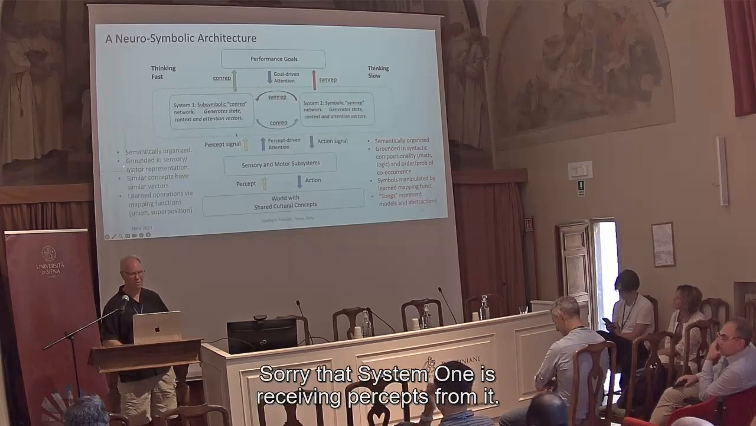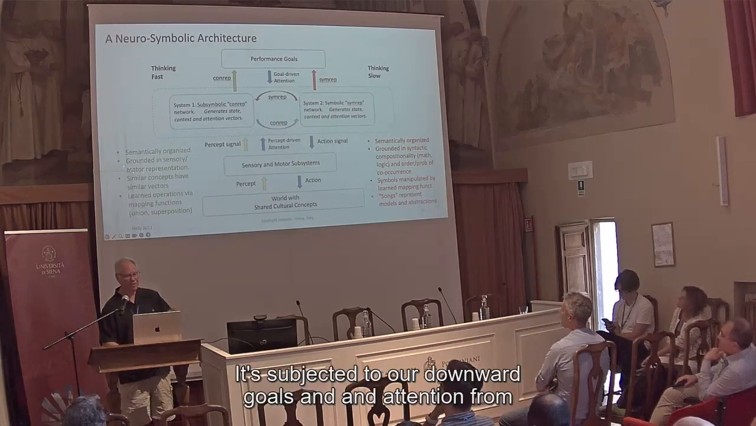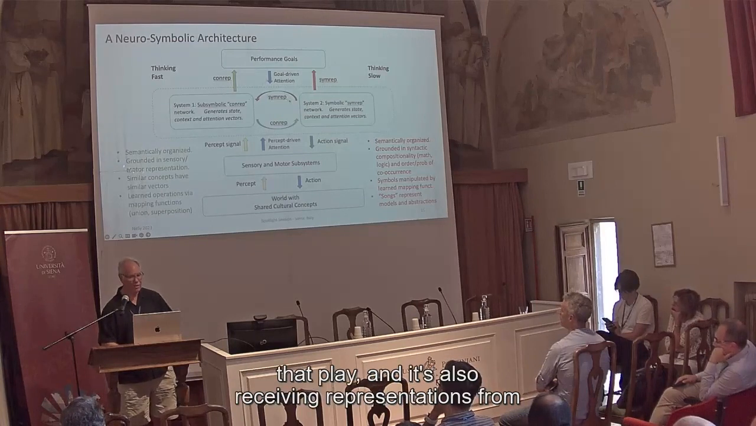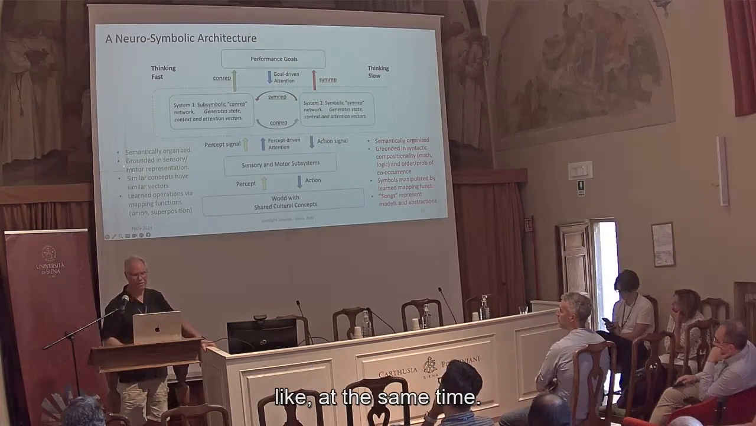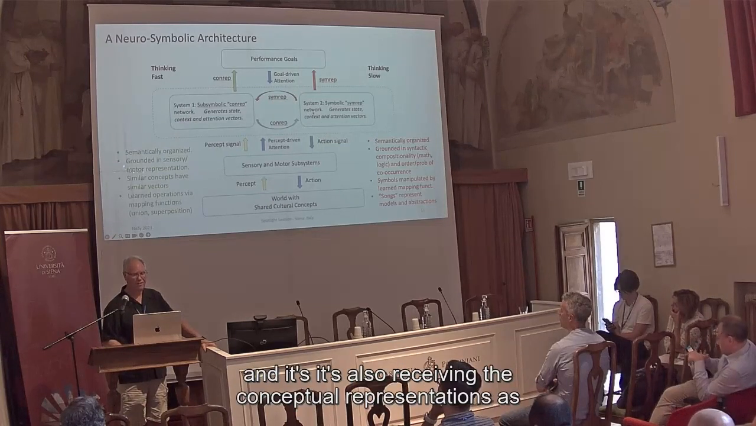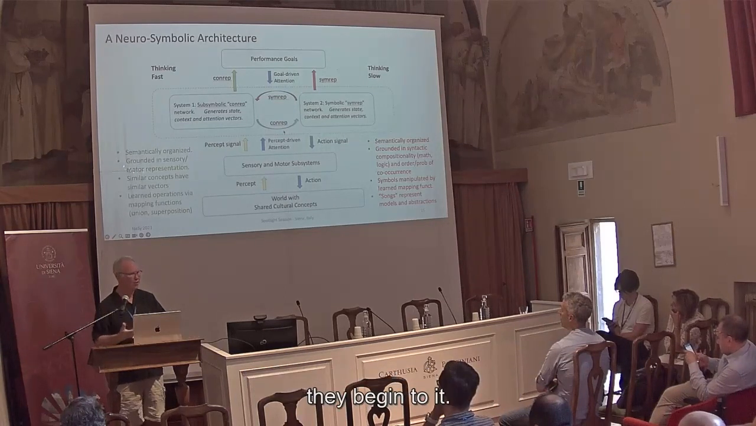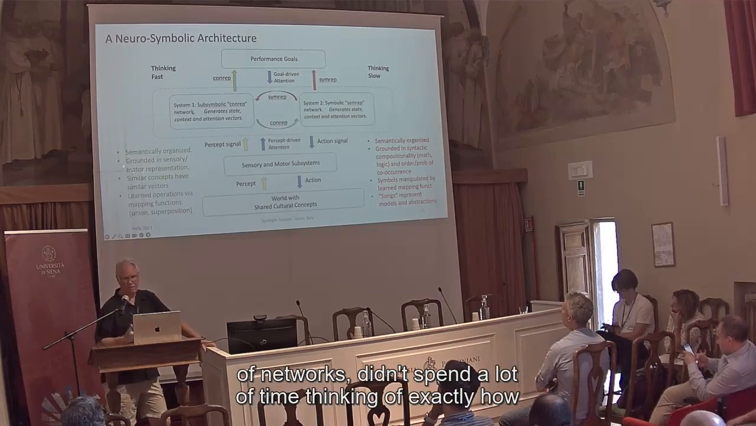System one is receiving percepts from it. It has an involuntary intention happening to it. It's subjected to our downward goals and attention from that play. And it's also receiving representations from symbols that are being identified in the scene, if you like, at the same time. And then conversely, system two is receiving all of those things, and it's also receiving the conceptual representations as they begin to. So we envision these two systems as being like attractor types of networks.